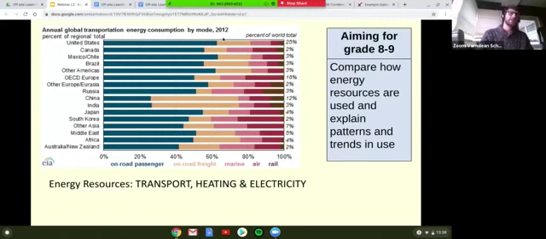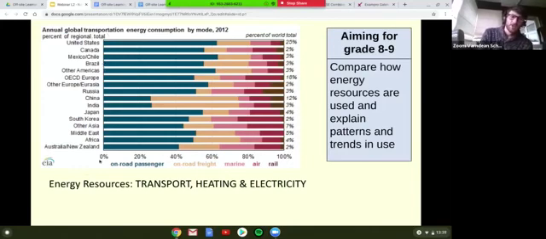Now, this one again is in 2012, so it's about 8 years old, but that's not the important thing. The important factors are stated by the colors here and the percentage of world total and the different countries. So what we're looking at here is the annual global transportation energy consumption, so the amount of energy they use for transport.